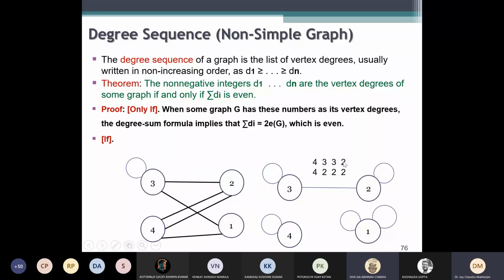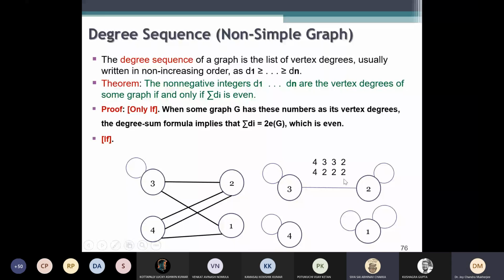So the first one corresponds to vertex 1, the second to vertex 2, the third to vertex 3, and the fourth to vertex 4. For vertices 2 and 3, we see that they are odd. So between 2 and 3, we put an edge. Now, since I put an edge, the degree sequence becomes 4, 2, 2, 2, where all of them are even.